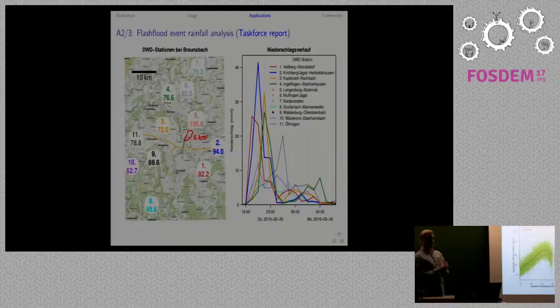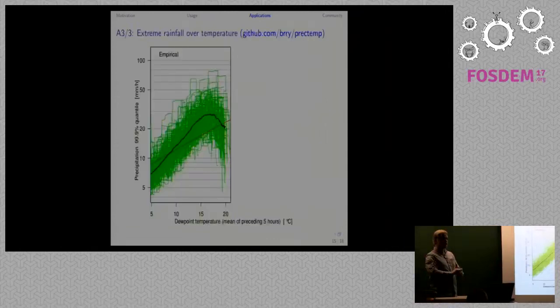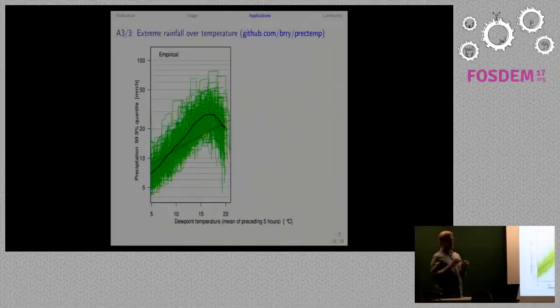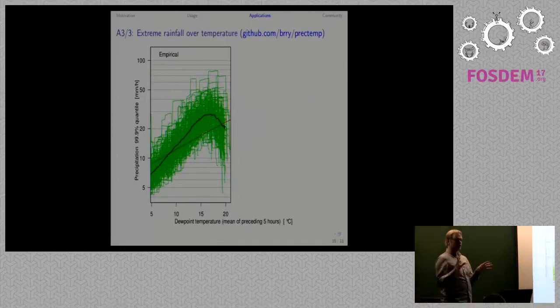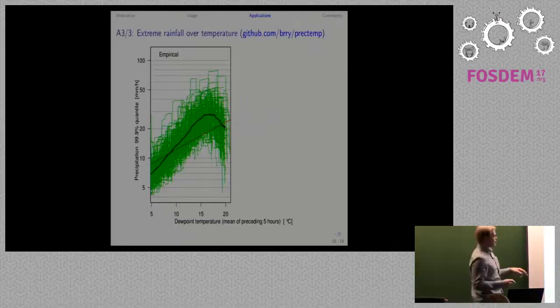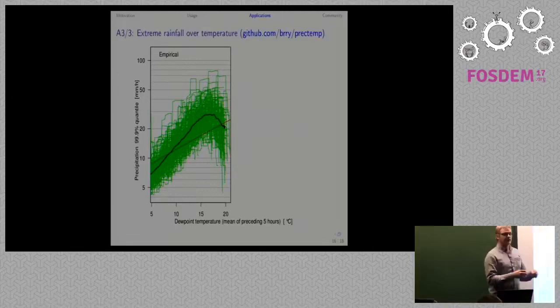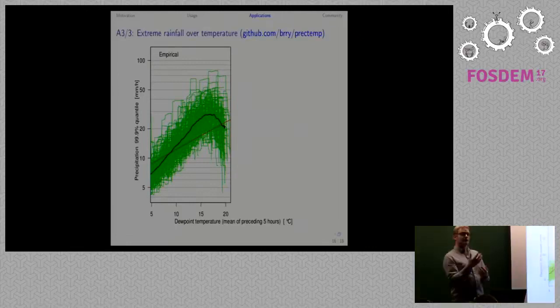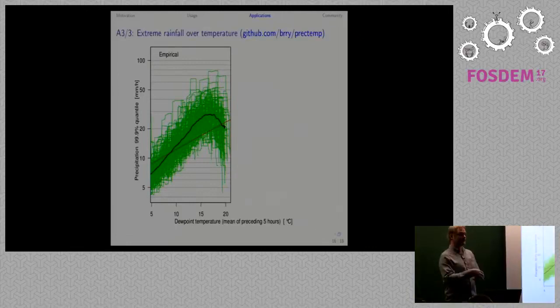All right, the third thing I'd like to show you is also on extreme rainfall. The idea is that warm air can contain more moisture. It's a really simplified explanation of the Clausius-Clapeyron relationship. And you would expect it to follow the red line that shows how much potential moisture there can be in air given a certain temperature.